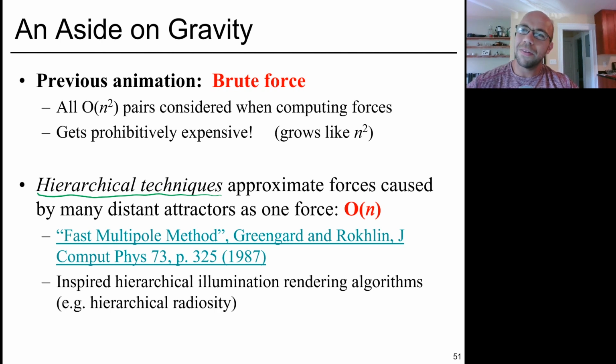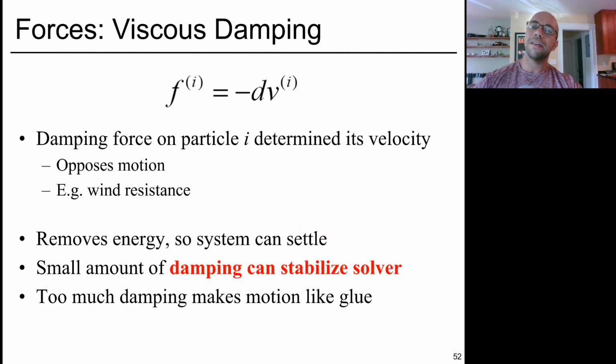Okay, but gravity isn't the only force that we want to simulate. There are many others. Another one which can actually help us counteract some of the instability of the forward Euler method is viscous damping. So in viscous damping, this is a force that is proportional to velocity, rather than to differences in position.